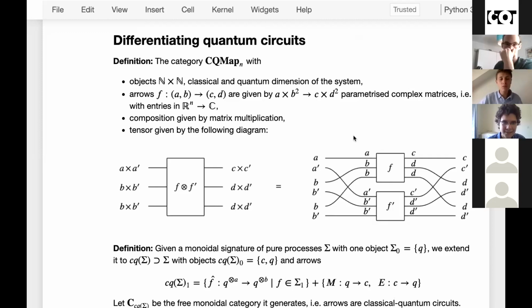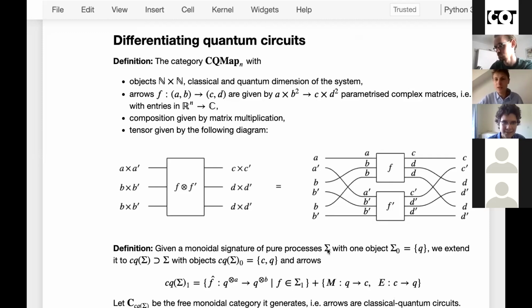So this is a super category of the usual category of density matrices. We're not even imposing conditions, it's just matrices of a particular shape. Now, what about diagrams? What about the syntax?